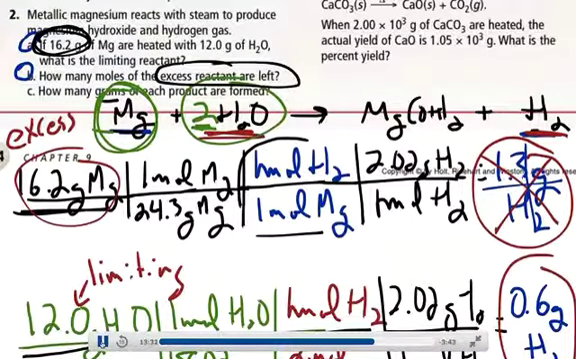That says how many grams of each product are formed. Well, I already solved the hydrogen. You could do the same thing using the water amount and solve for my other product, my magnesium hydroxide as well. So these can kind of be fun, hey?